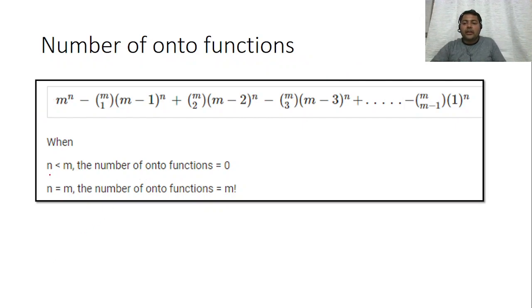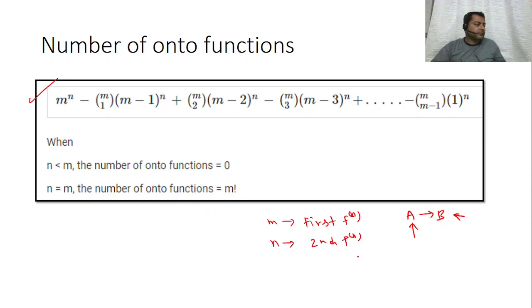Now, restrictions such as n less than m and n equal to m are given, and this is the formula. Where m is the number of elements in the first set, and n is the number of elements in the second set. Second means, for example, A to B, then I'm calling A the first and B the second.